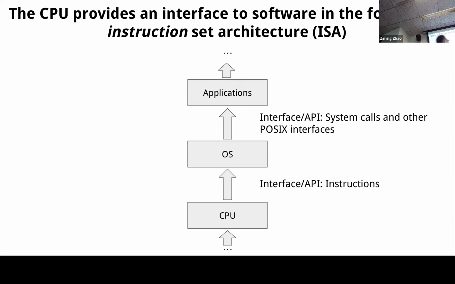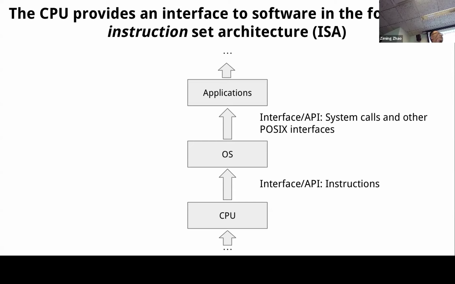On top of the operating system, we can run different applications. And most applications, if they are native applications, are also made up of instructions. So both the applications and the OS are actually made up of CPU instructions. They just run in different modes. The OS runs in privileged mode, and applications run in unprivileged mode.